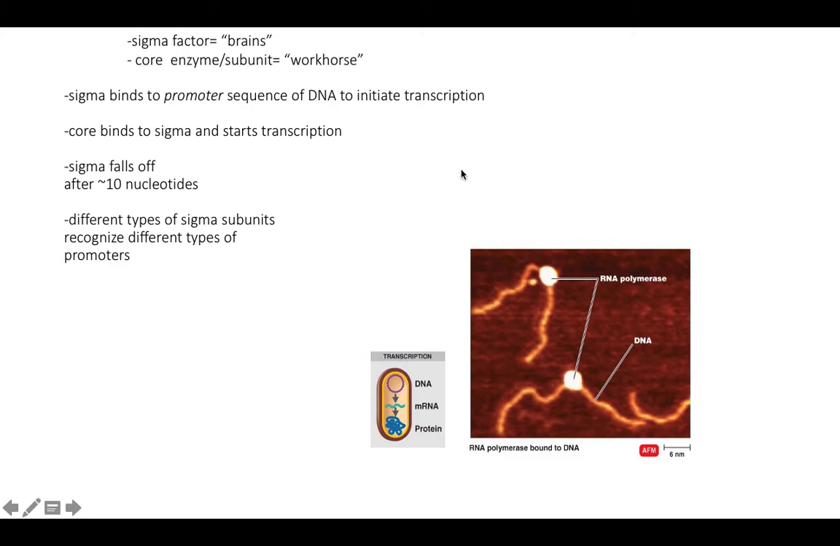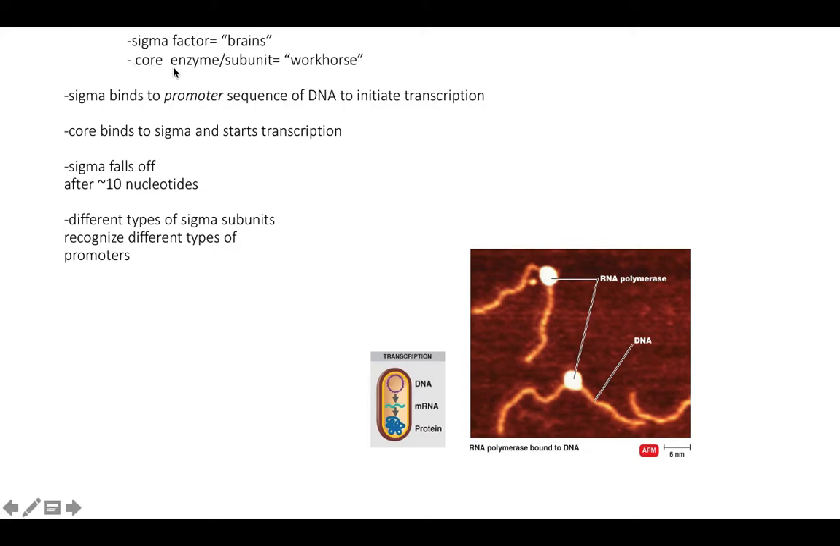So folks, again, remember we're talking about bacteria, so we use good old E. coli as kind of our genetic workhorse. You'll remember that bacterial RNA polymerases have two subunits, sigma. The sigma subunit, sigma factor, is called like the brains. It's the one that's going to recognize the special DNA sequence called the promoter. And we said the promoter is going to act as the transcription start signal.